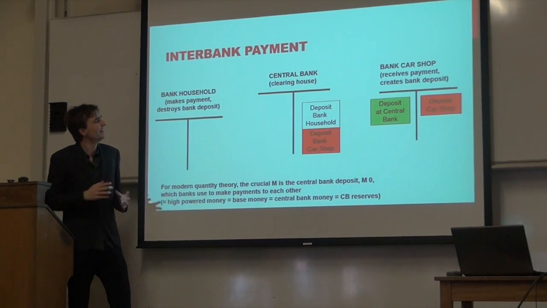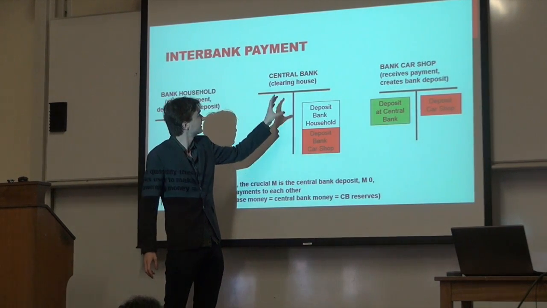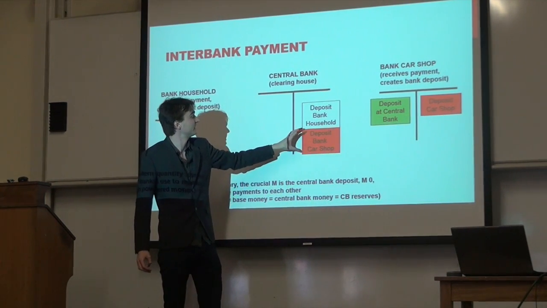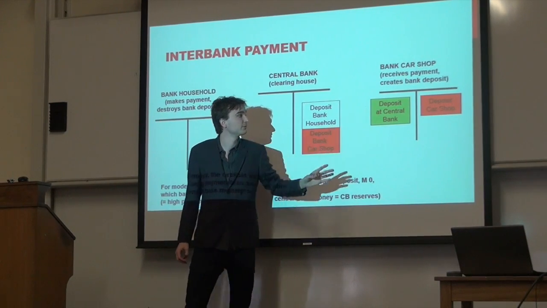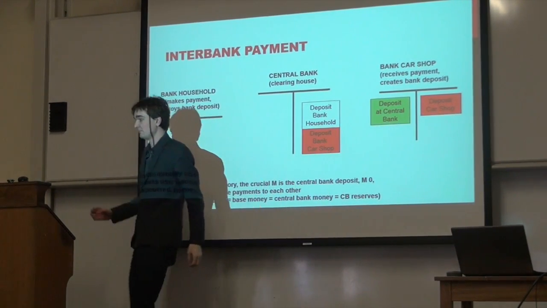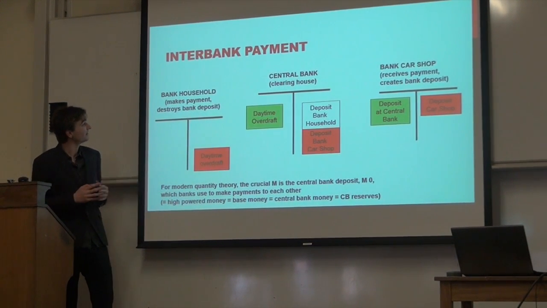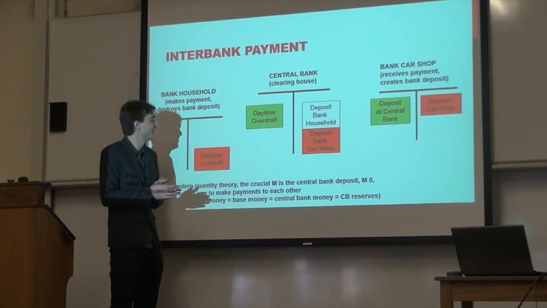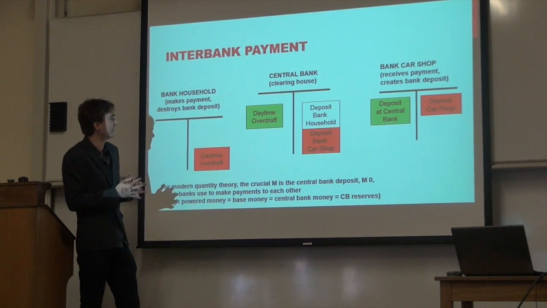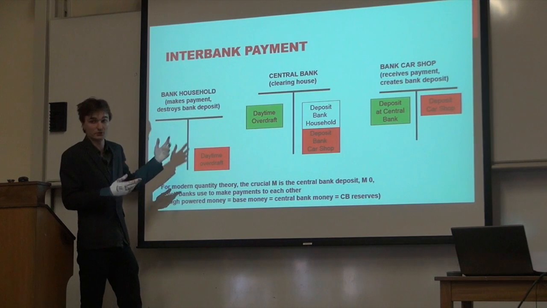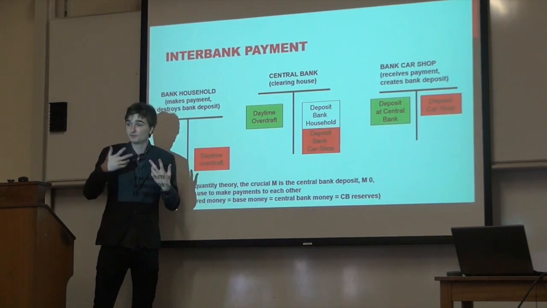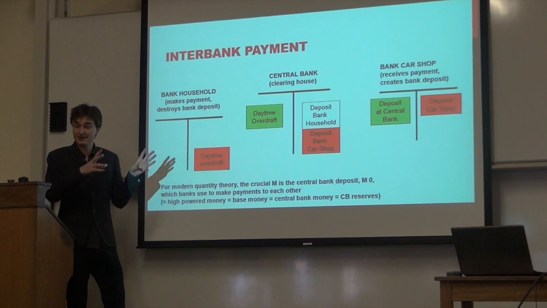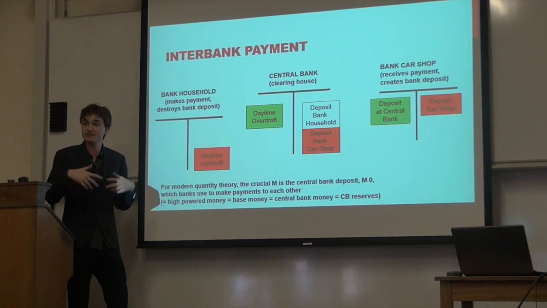So what's going to happen then is that the household bank is going to ask the central bank to create money for the bank of the car shop, right? So the central bank is going to create a deposit for the bank of the car shop, and that pays for the deposit created. At that point, the household bank has a negative deposit, right? It's an overdraft, and the bank of the household would have to pay interest on that, and that's how, at least for our purposes, this first transaction is settled, right?